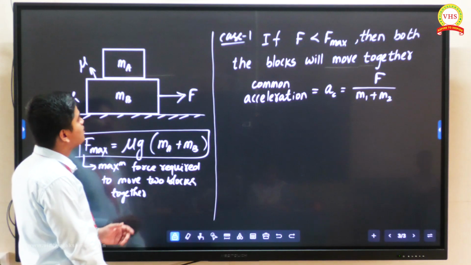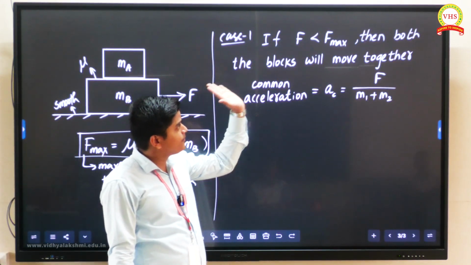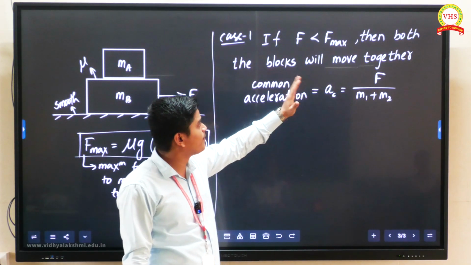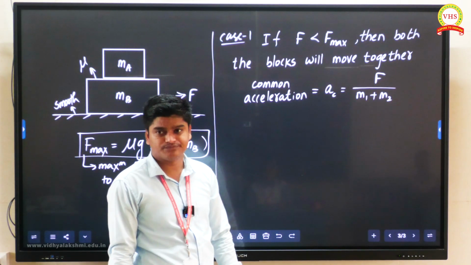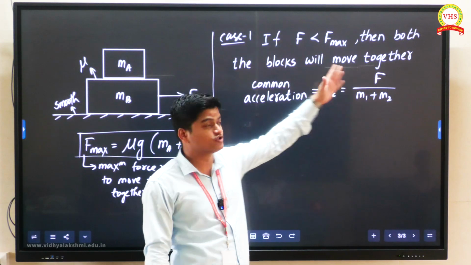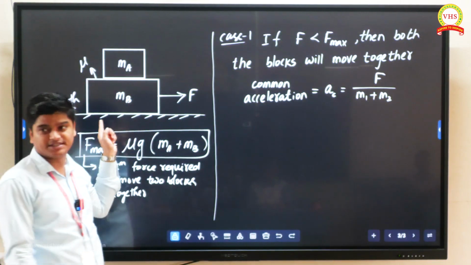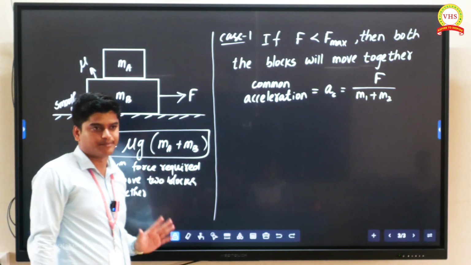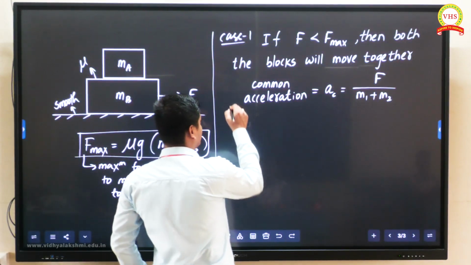Okay. So now if the condition F less than F max is there, then what can you tell? Now both the objects are moving together. The common acceleration will be, total force is how much? F. Total mass is MA plus MB. So the common acceleration is F by (MA plus MB). Yes or no?